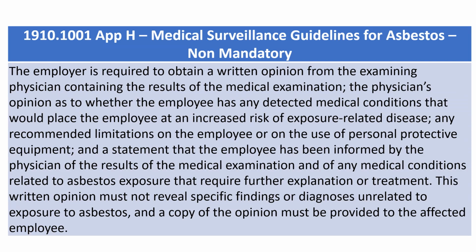The employer is required to obtain a written opinion from the examining physician containing the results of the medical examination, the physician's opinion as to whether the employee has any detected medical conditions that would place the employee at an increased risk of exposure-related disease, any recommended limitations on the employee or on the use of personal protective equipment, and a statement that the employee has been informed by the physician of the results of the medical examination and of any medical conditions related to asbestos exposure that require further explanation or treatment. This written opinion must not reveal specific findings or diagnoses unrelated to exposure to asbestos, and a copy of the opinion must be provided to the affected employee.